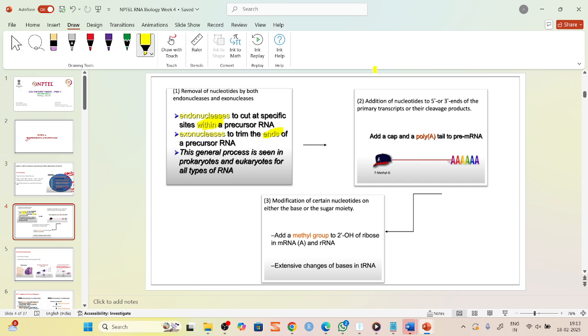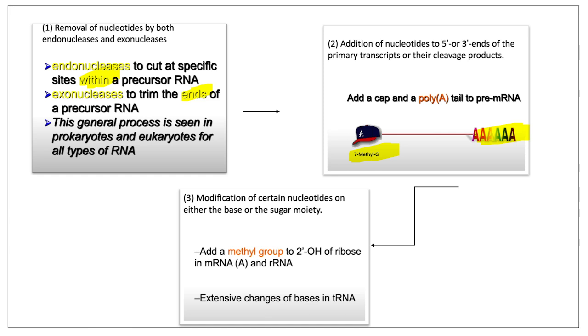Then addition of nucleotides to the 5' end of the primary transcript or their cleavage products. So you can see at the 5' end, 5' capping occurs, and at the 3' end, poly A tailing occurs. So these points we are going to study in detail later. Okay, don't worry. We are going to study all these points in detail. We have just started, and we are just getting a gist of it. Then modification of certain nucleotides on either the base or the sugar moiety. So addition of the methyl group, methylation occurs. Okay.